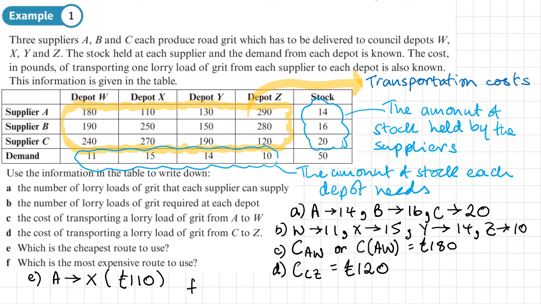And then lastly, part F, nice and straightforward, the most expensive route to use. So I see 290 looks like the highest. So that's supplier A to depot Z, and that's going to be 290 pounds.